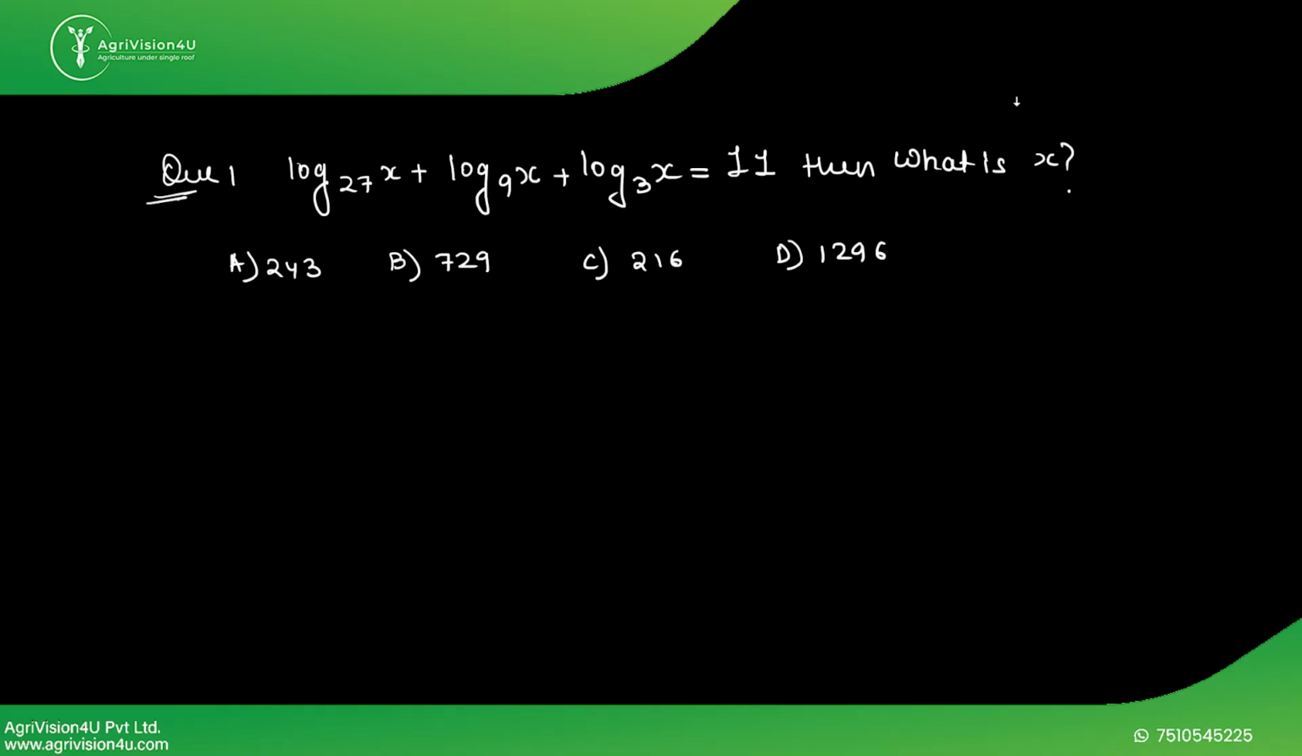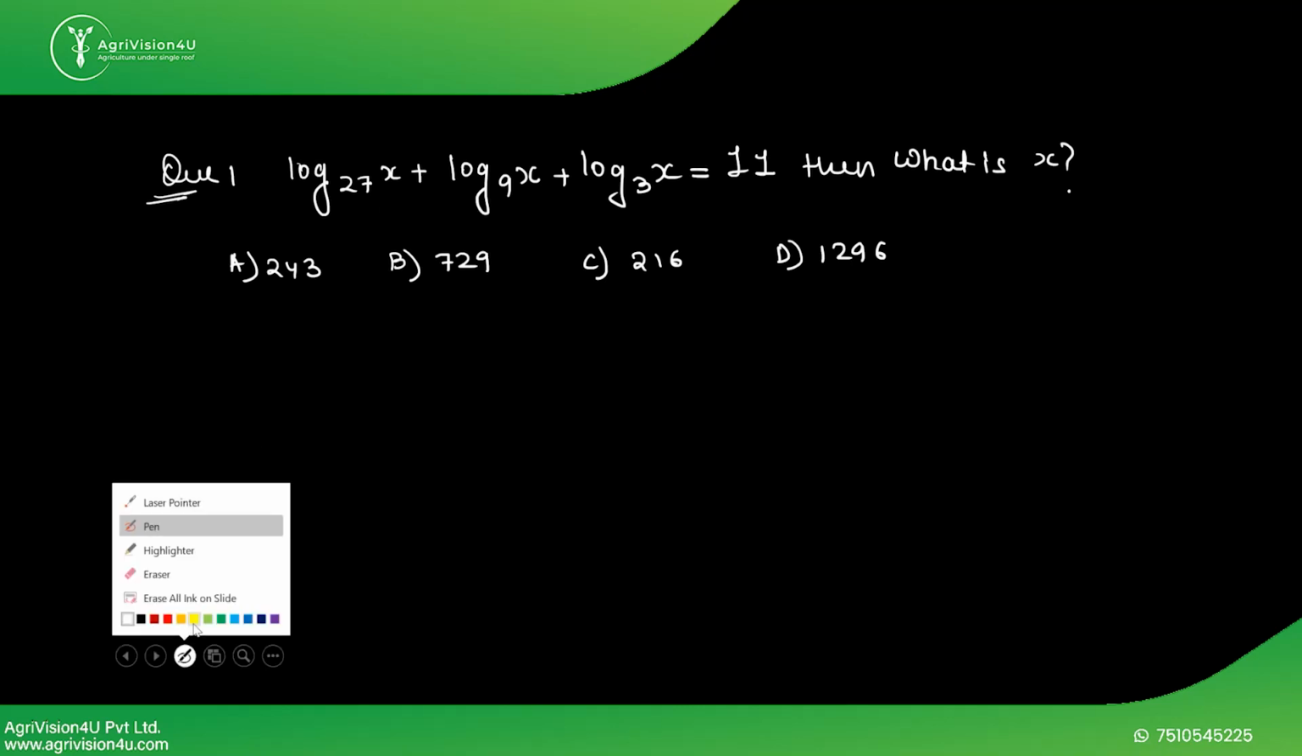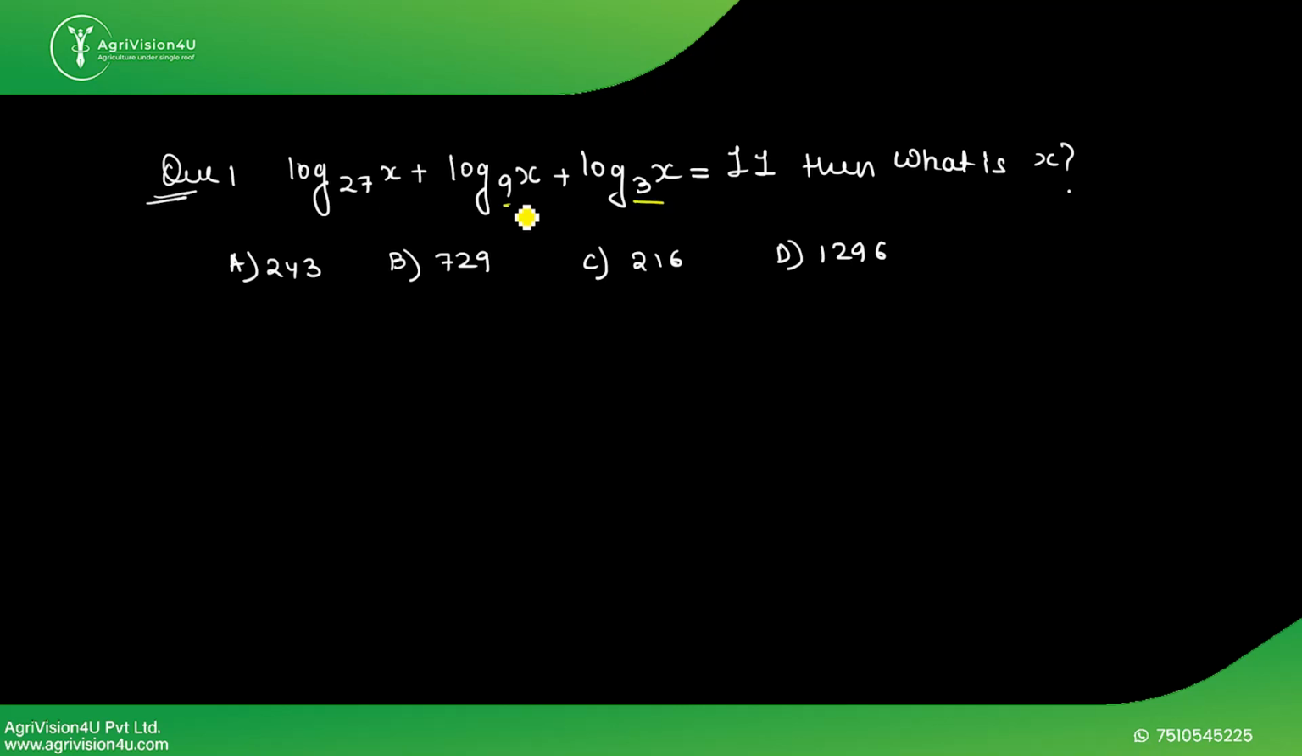Let's see how to solve it. So as you can see, this is the base of log. In the first term, I'm having 3, then 9, then 27. Obviously, it's a table of 9, it's a table of 3. These are all powers of 3. So you can rewrite this as 3 to the power 3 x plus 3 to the power 2 x plus log 3x is equal to 11.